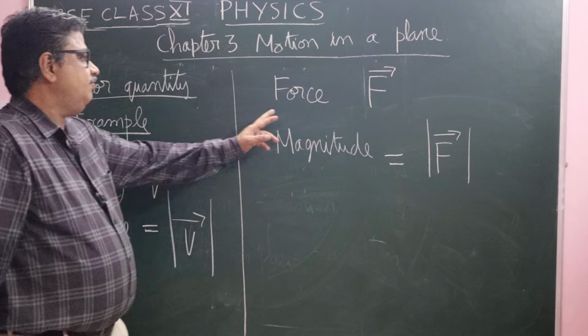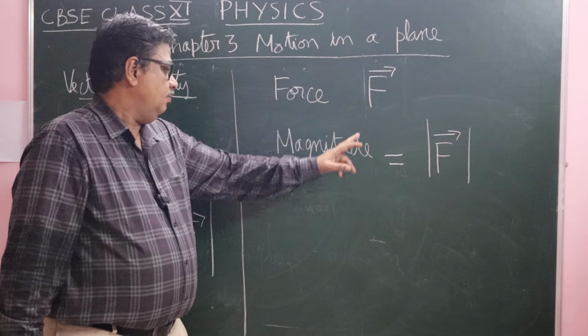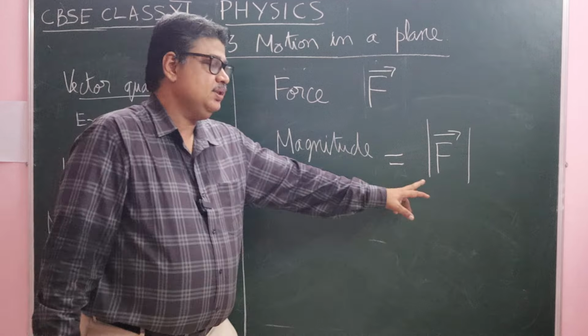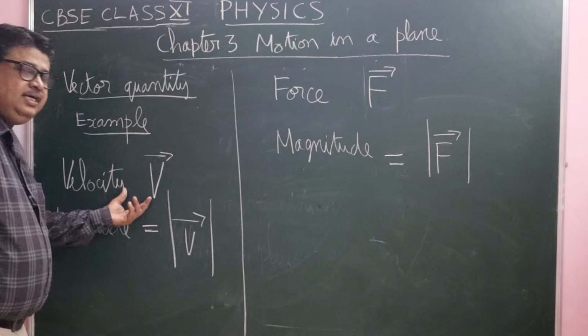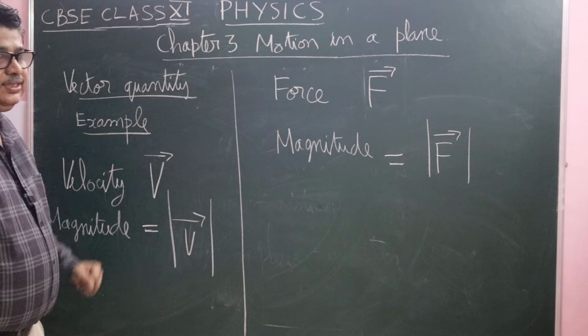So this is the force vector, F vector. Magnitude of the force is modulus of F vector. Here this is the velocity vector. Both are vector quantities.